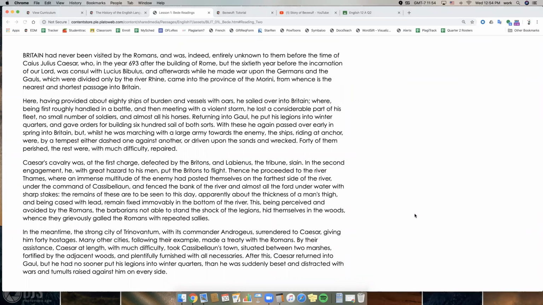Britain had never been visited by the Romans, and was, indeed, entirely unknown to them before the time of Caius Julius Caesar, who, in the year 693, after the building of Rome, but the 60th year before the incarnation of our Lord, was consul with Lucius Bibulus, and afterwards, while he made war upon the Germans and the Gauls, which were divided only by the river Rhine, came into the province of the Moroni, from whence is the nearest and shortest passage into Britain. I'd like to point out that that is one entire sentence.